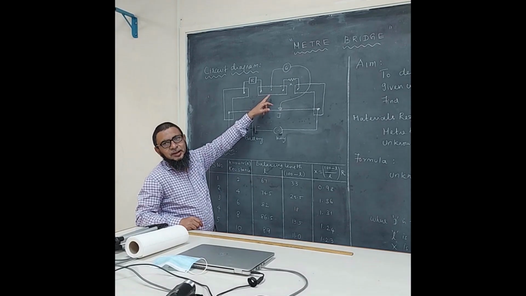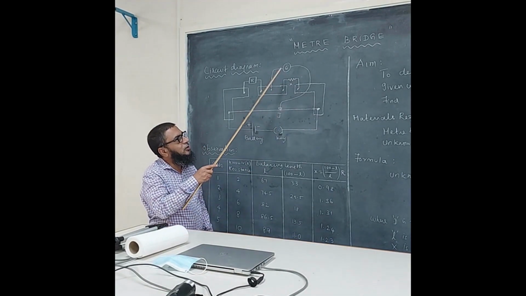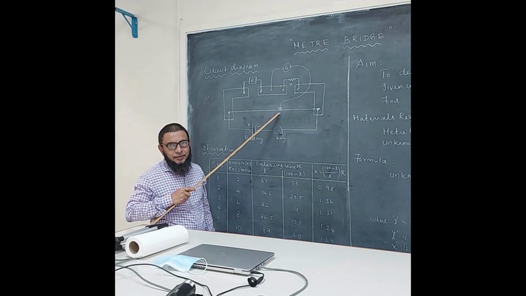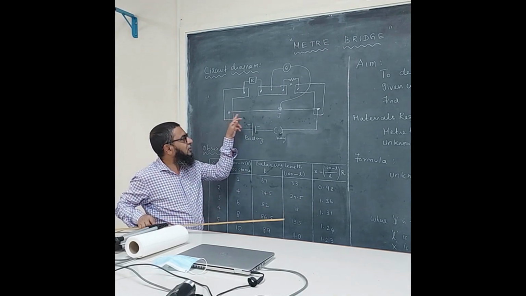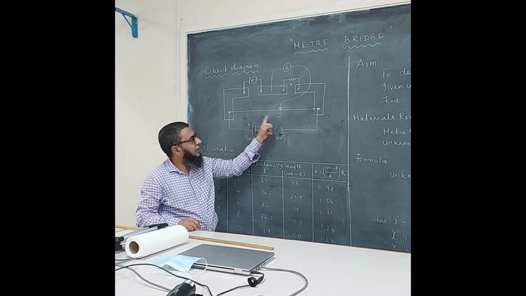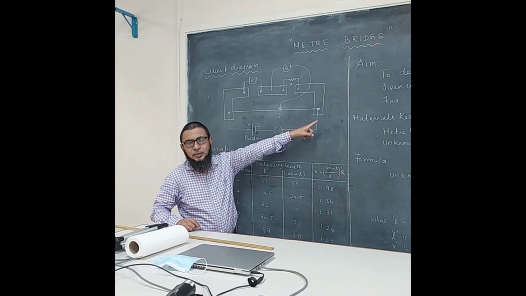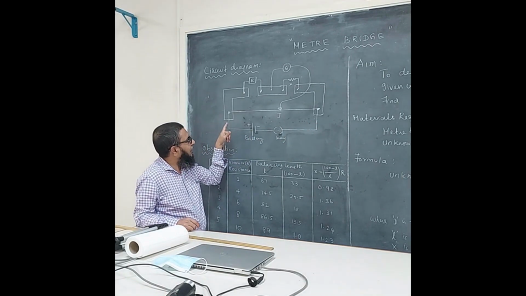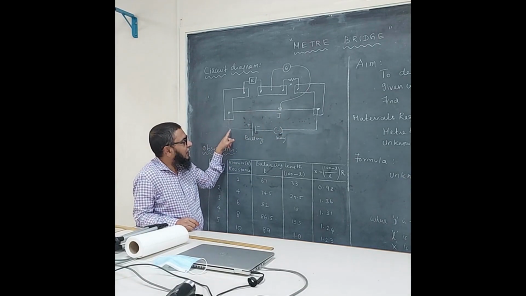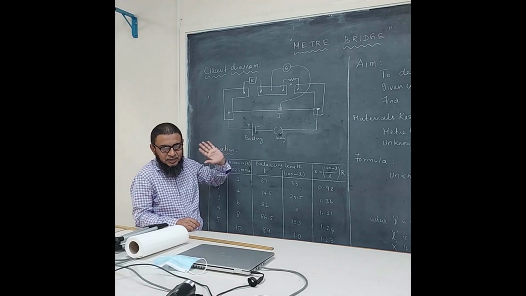Then in the center one terminal is there. From the center terminal you take a galvanometer, and through the galvanometer you connect a jockey. Now from this point to this point there is a 1 meter wire, starting from 0 centimeter to 100 centimeter. Then from this terminal to this terminal you connect a battery and then a key. Okay, again I am repeating, please listen very carefully.